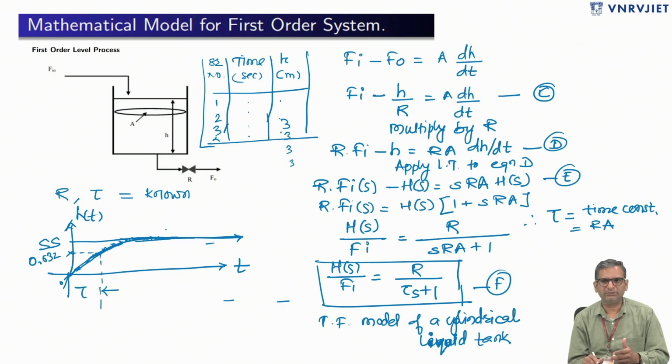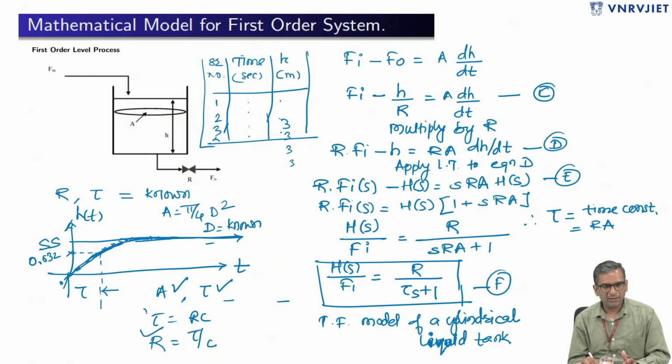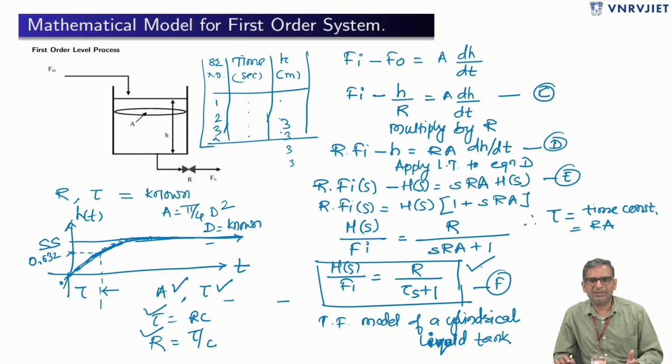So once we get tau experimentally, we already know the area of the tank, pi by 4 d square. As we know d, it is a known one, so we know A. We got tau experimentally. Then as we know tau equals RC, we can find the value of R, that is tau divided by C. So once we get the values of R and tau, we can say that we know the mathematical model, or we got a mathematical model of this particular tank. Now what advantage will I get if I have a mathematical model of this tank? So we'll see it next.